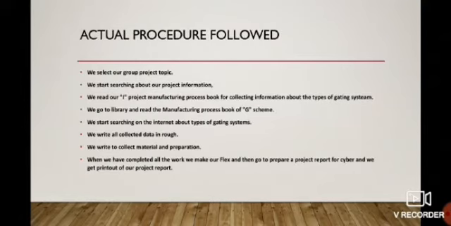Actual procedure followed. First of all, we select our group project topic, then we start searching about our project information, then we read our I-Scheme book of manufacturing process for collecting information about the types of gating system. Then we go to the library and read the manufacturing process book of G-Scheme. We start searching on the internet about types of gating systems.